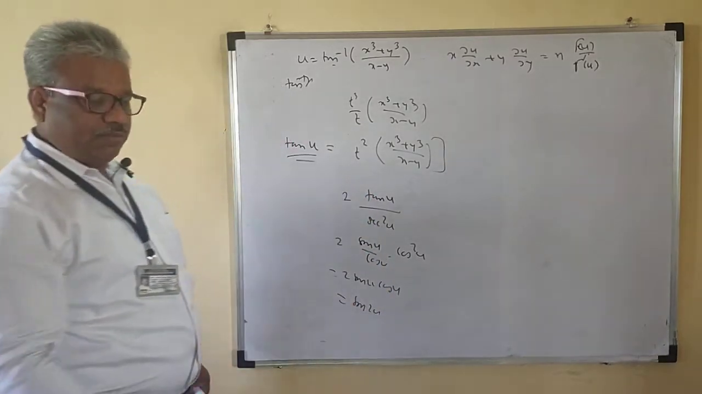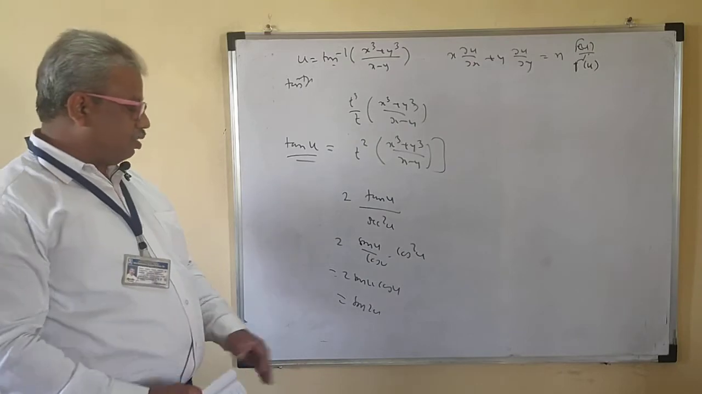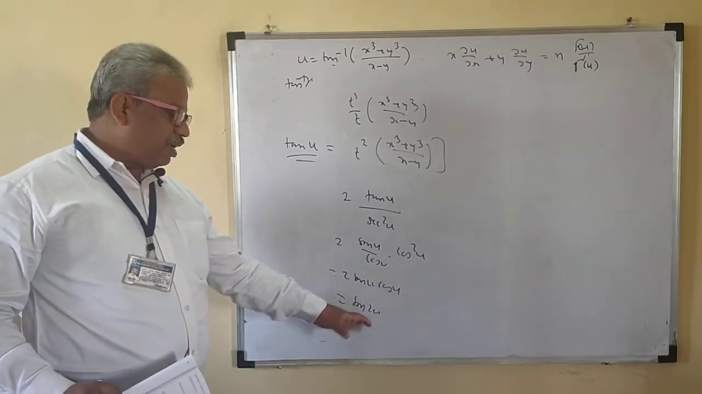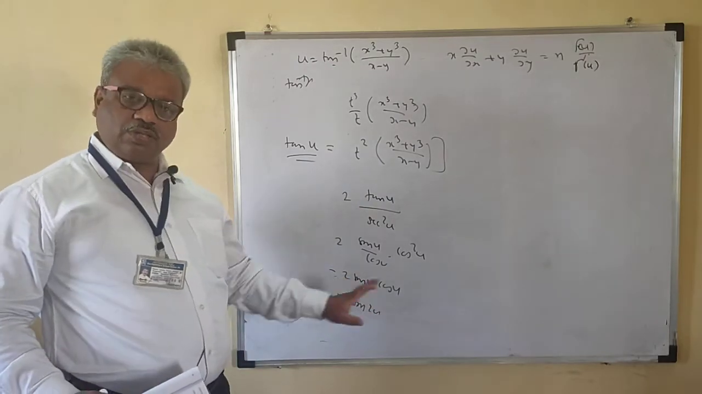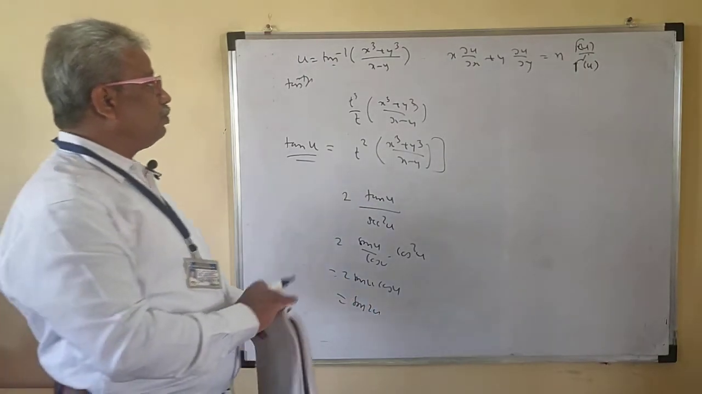See what the options are, and you have to choose the correct option. There may be sin of twice u, or there may be 2 sin u cos u. So this will be the correct option. Okay.